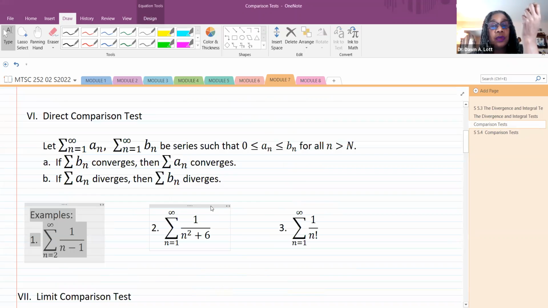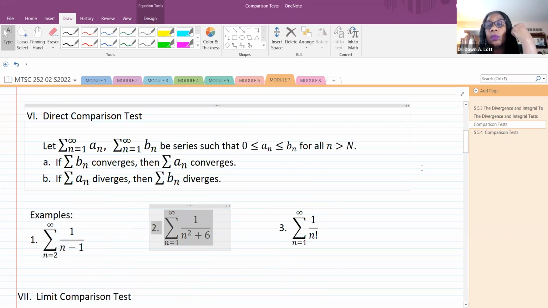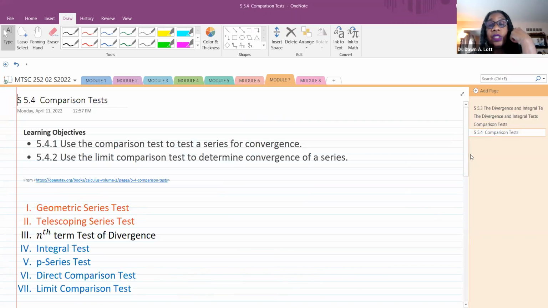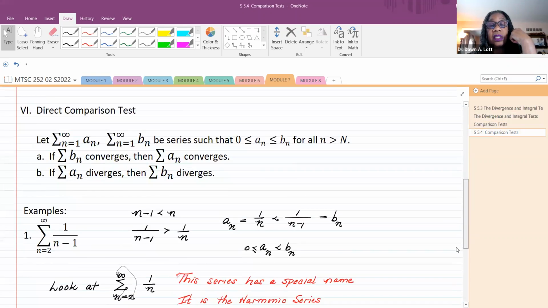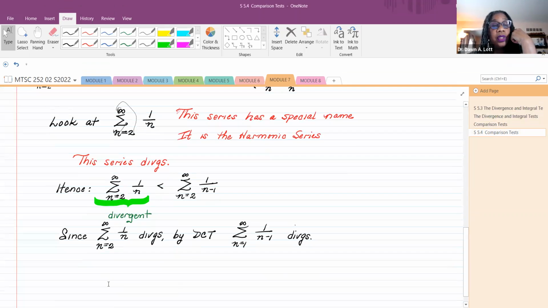Let's look at number 2. Now, I think number 2 is really well suited for the next test, but we're going to use this test instead.